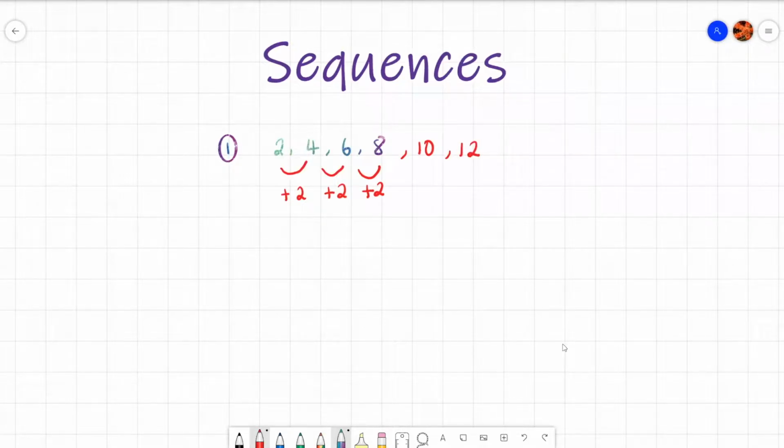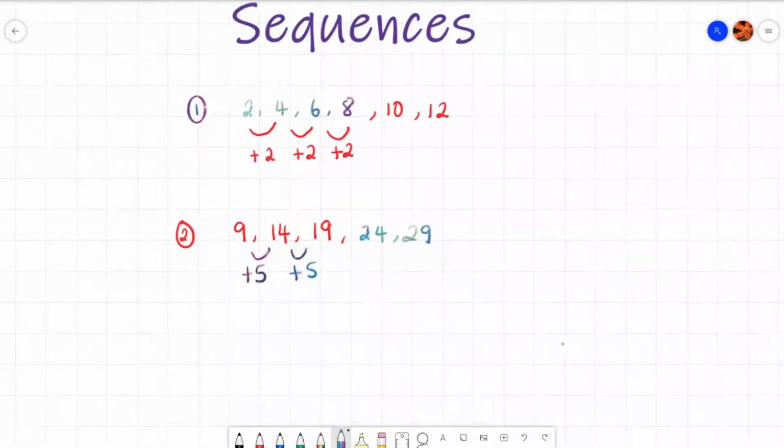Let's have a look at another example, something similar. 9, 14, 19. There is a pattern here. What's the pattern? Well, we are adding 5 here, and then we are adding 5 again. So the next one, if we add 5, we get 24, and then we add 5 again, we get 29. So there's a pattern here.